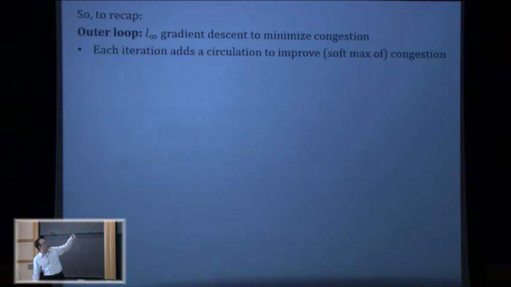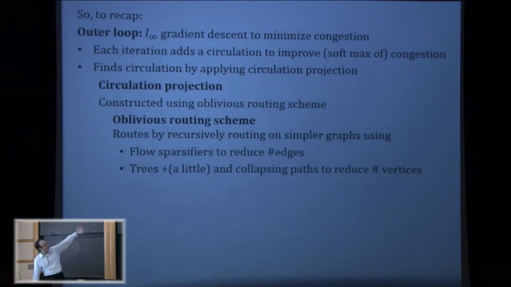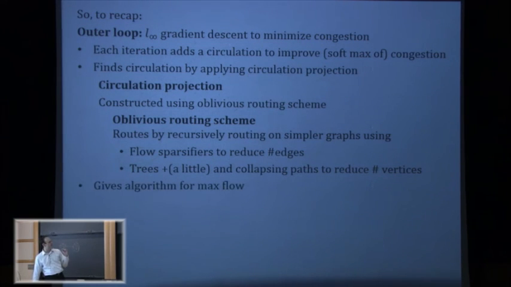OK, so that's actually the whole thing. So just to recap the whole picture, outer loop is L infinity gradient descent to minimize congestion. To do that, each iteration, you're going to use circulations to improve the congestion iteratively. So find a circulation to improve, repeat. To find the circulation, you will apply a circulation projection matrix. The circulation projection you construct with an oblivious routing scheme. The oblivious routing scheme you construct recursively.